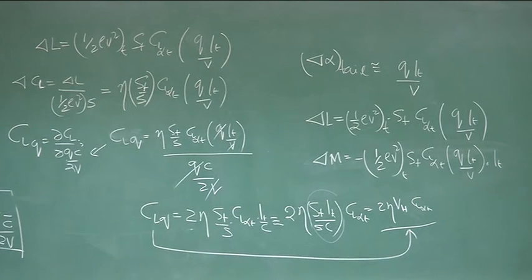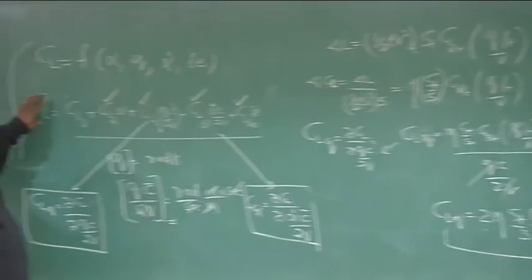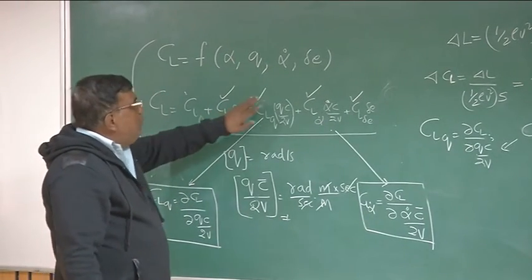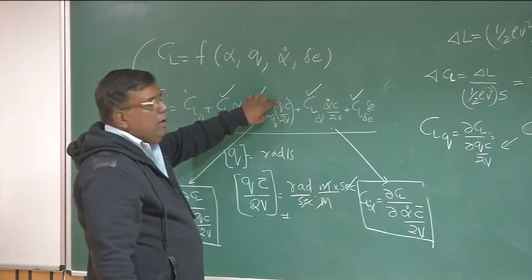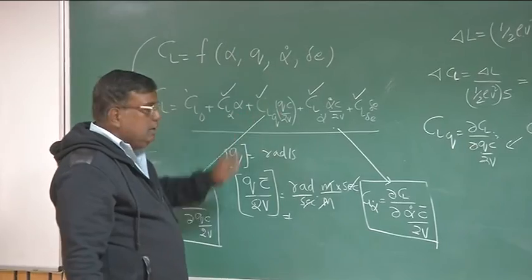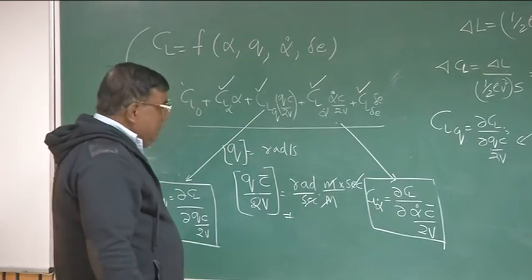Why do I want to find CLQ? Because I want to know what is the CL during the flight when there is a Q. So if I know CLQ, and if I measure the value of Q, I can find how much is the contribution here, right? Now, this is the first expression.